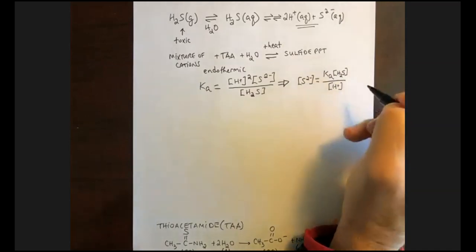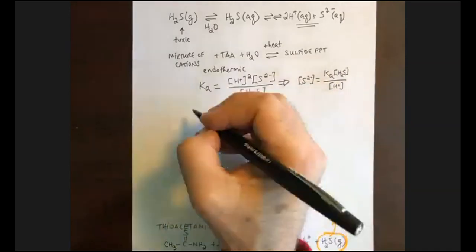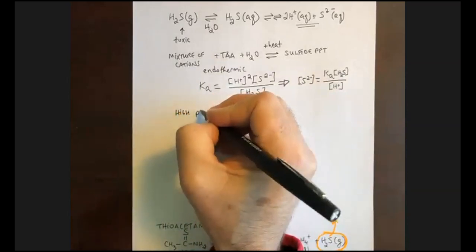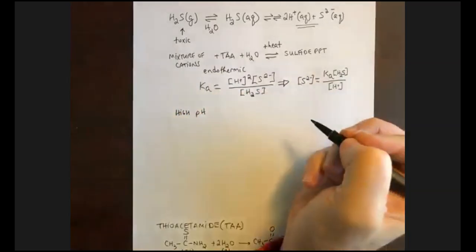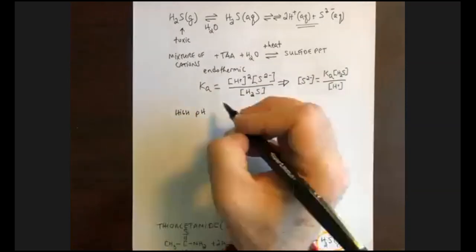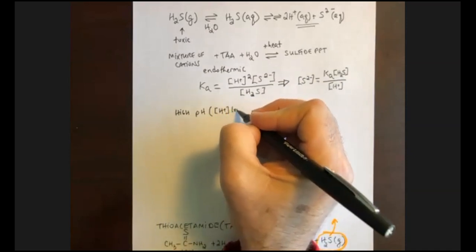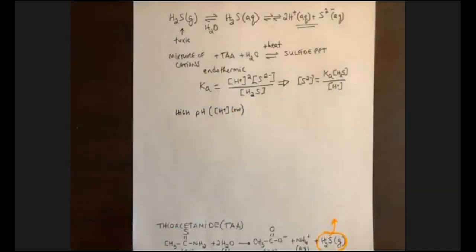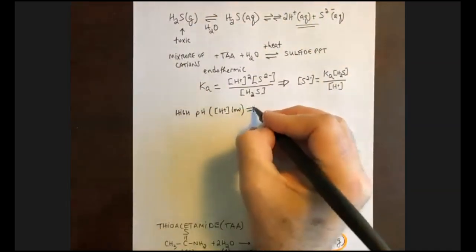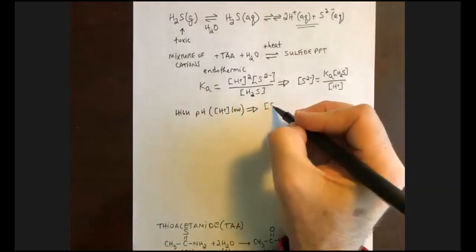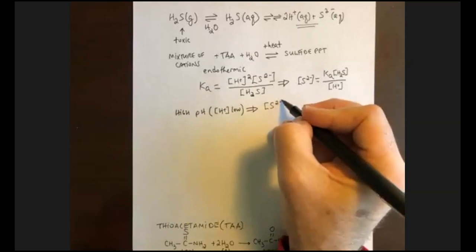So again, let's consider two scenarios. Let's say that we are at a high pH, right? Which means a low concentration of hydrogen ions. Well, what that is going to cause is, since the bottom part of this is low, it means that now your sulfide concentration is high.